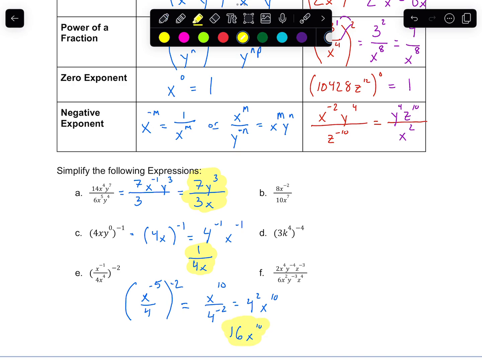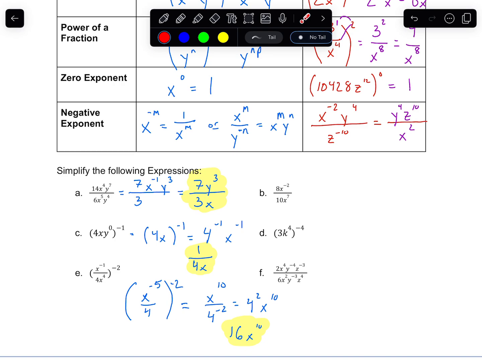So again, you can do these rules a little out of order. Like I could have just flipped this fraction to make this a positive 2, but I like to keep it streamlined: simplify what's in parentheses, then distribute, then worry about the negative exponents at the end.